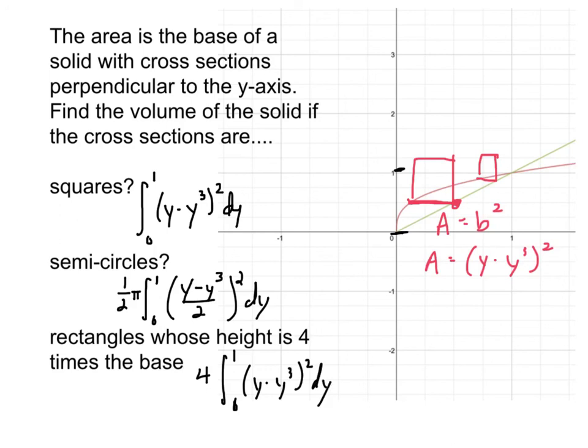This is really just all the different kinds of volumes. You need to be careful about, is it being revolved around the x-axis or the y-axis? Is it being revolved around a line below the axis or above the function? Are the cross sections perpendicular to the x-axis or y-axis? So just read the problems carefully and you'll be fine.